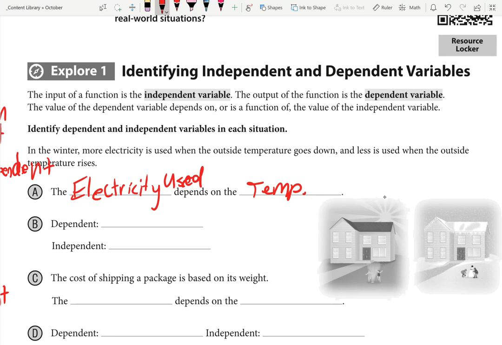So the dependent variable is electricity. I keep writing an I there. I keep thinking about the I part of the word. Because electricity depends on the temperature, not the other way around. Independent is the temperature. Remember how I said the independent variable would affect the dependent variable. So temperature will affect the electricity that I use, whereas electricity is affected by the temperature. So you can think of it that way. Dependent variable is one that is affected, and the independent variable is the one that's affecting that other variable.